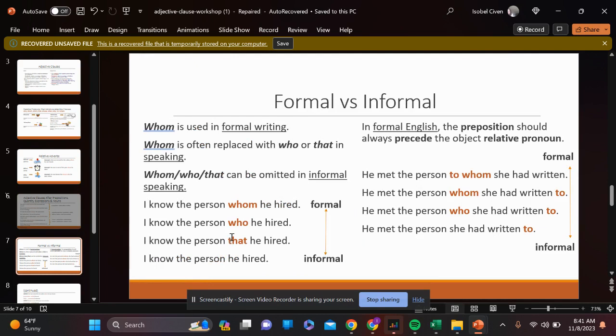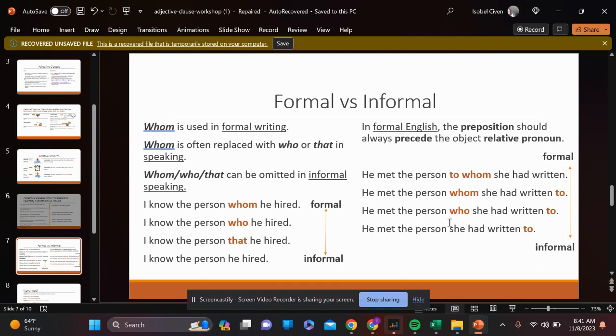All right, so just a word about formal writing. The most formal relative pronoun is whom, and it is good practice to use whom in your essays. It sounds like you really are fluent in English when you use whom. He met the person to whom she had written. This is the most formal. He met the person whom she had written to. When you put the preposition at the end, it's a little more conversational. It's more what people say.